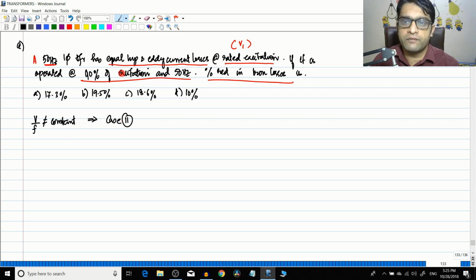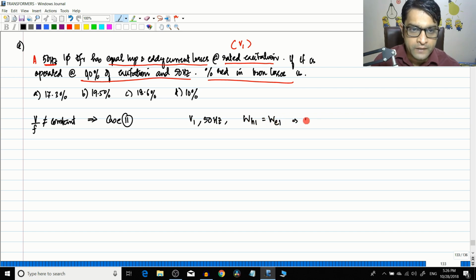Now let's see what other information has been given. For the first part of the problem, that is when you are applying V1 and F, that is, when you are applying V1 and 50 Hz to the transformer, they have told that the hysteresis loss is equal to the eddy current loss. That means the total iron loss of the transformer for the first case, which is V1 and 50 Hz, will be equal to WH1 plus WE1, right?